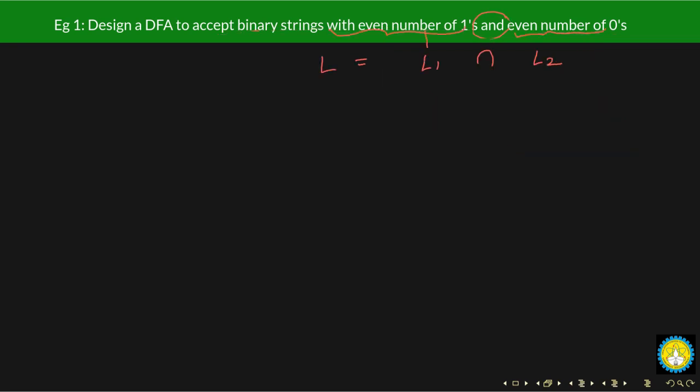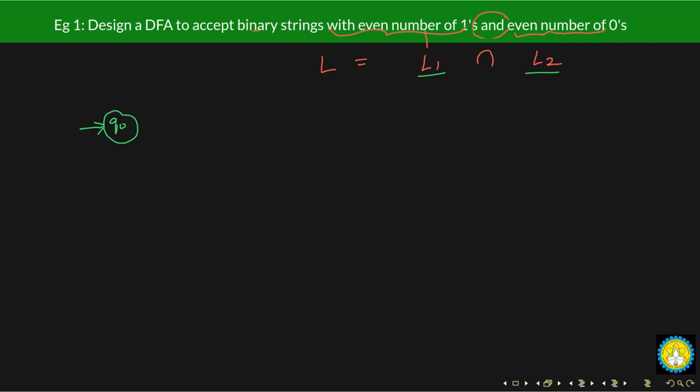So now let us design for L1. L1 is the language which is a binary string with even number of ones. So let's design the DFA for L1 first, and then we will design for L2, and then we will combine them. So that is going to be the binary strings with even number of ones. So let me start in Q0. Q0 is going to be the starting state.